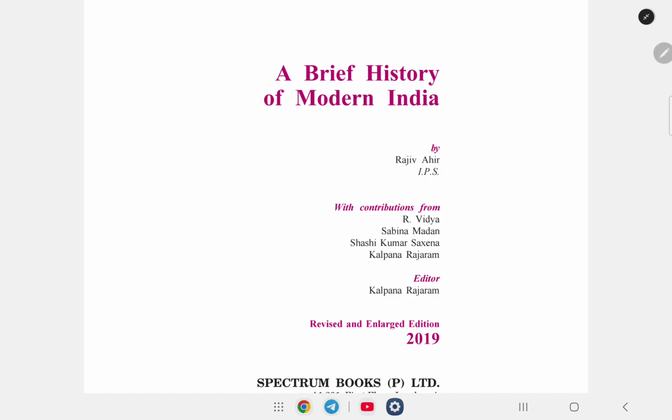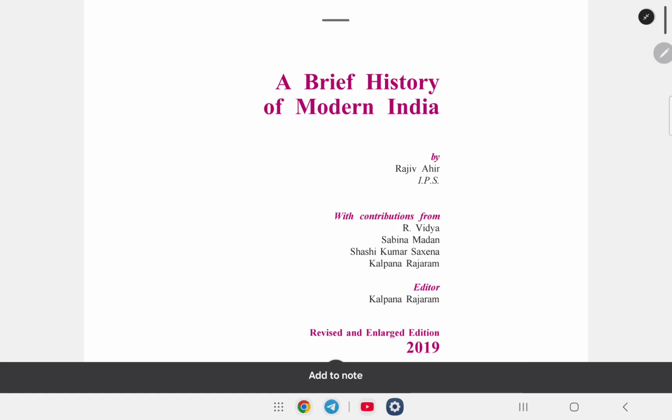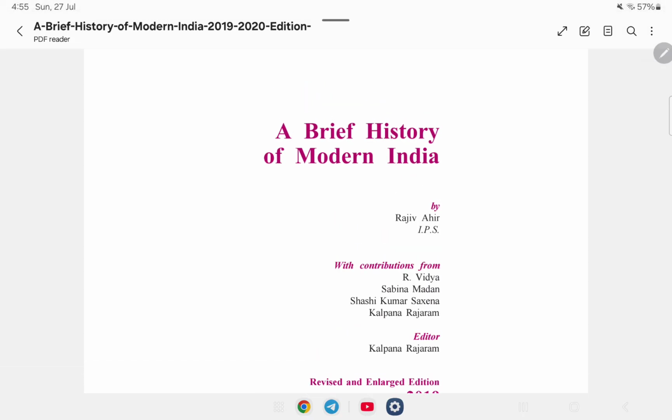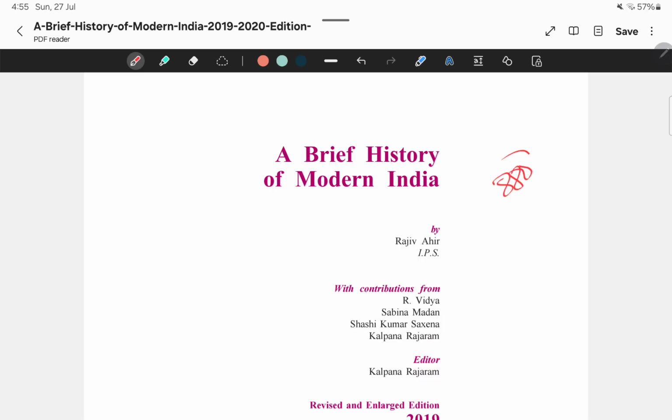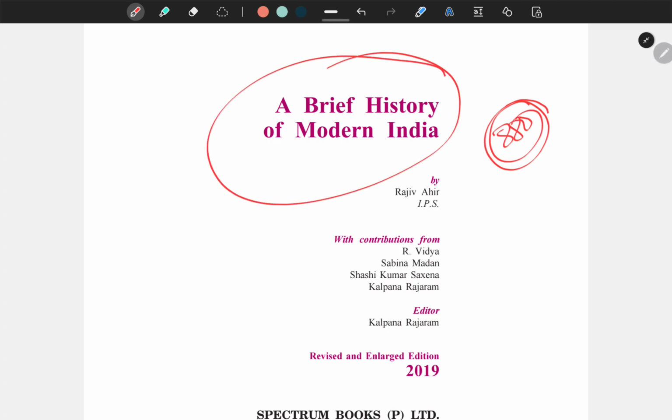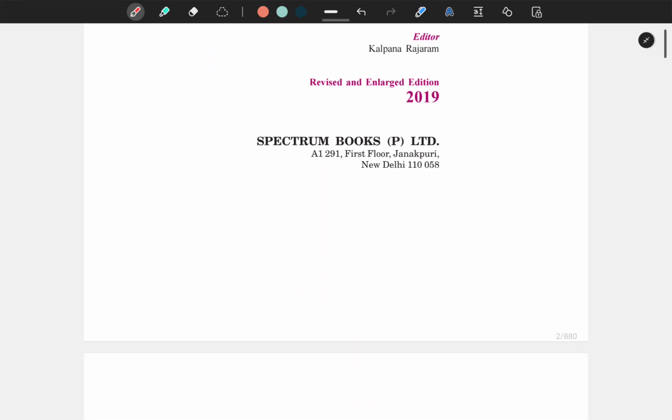Whenever I go to the book, I always see how many pages it consists of. This book consists of almost 880 pages. It is really impossible to read this many pages. So now I want to continue my negative approach towards the Spectrum book. Fine, let us go.